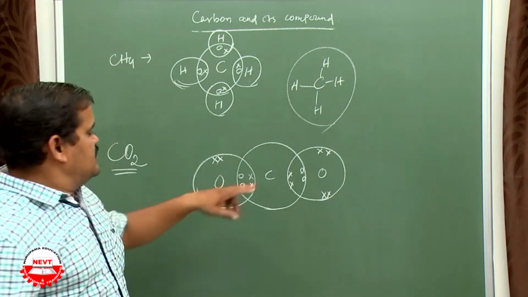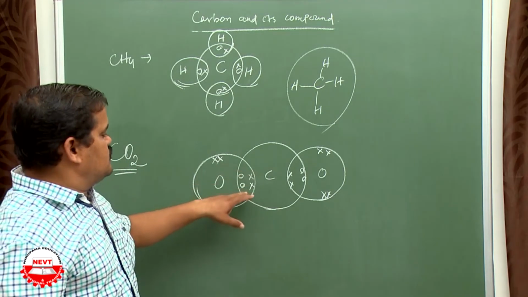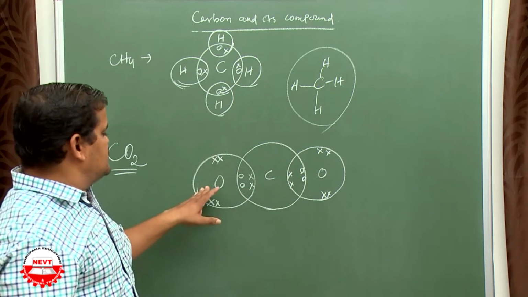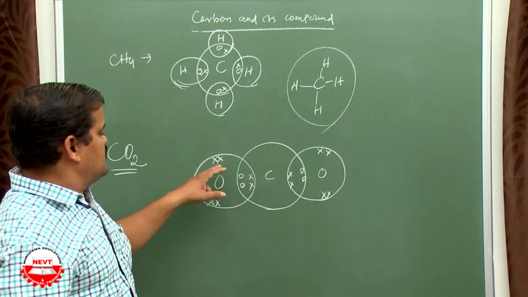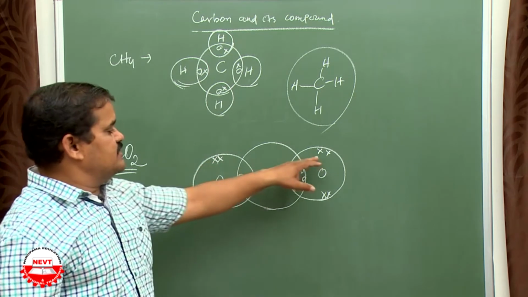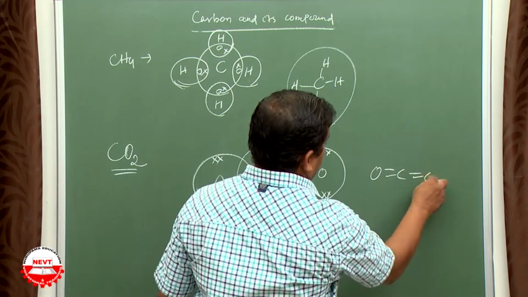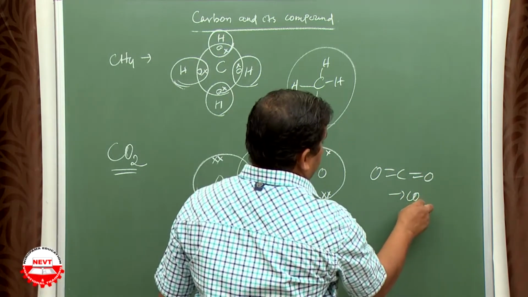Here this oxygen has 2, 2, 2. Now you observe. Carbon forms here 2 pairs, here 2 pairs. That means 8 valence electrons. But oxygen forms 2 pairs, 4, and here 4, 8. Here it is also 8. That means O, C, O, that is CO2. It's okay.